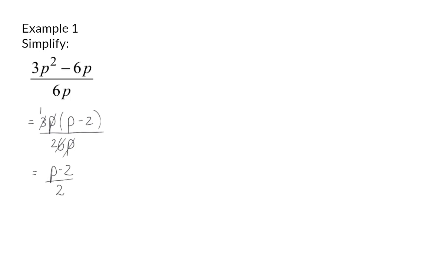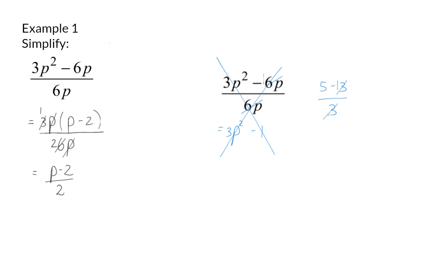A common mistake to make in a fraction like this is to simplify too early. Here, learners sometimes tend to say 6p divided by 6p is 1, and the answer is simply 3p squared minus 1. This is completely wrong. If you think about a basic example, and we use this specific simplification method, you will end up with 5 minus 1, which is 4. But in reality, when this is simplified correctly, we know the answer is 2 over 3.